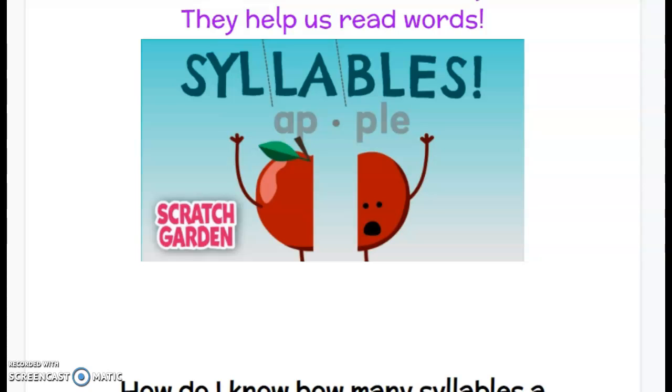So if we say the word apple, you'll notice your hand moves down twice. Putting your fist under your chin just helps you to feel how many times it goes down. So when you say the word apple, you'll notice your hand goes down 2 times. So that tells us that there are 2 syllables in the word apple.